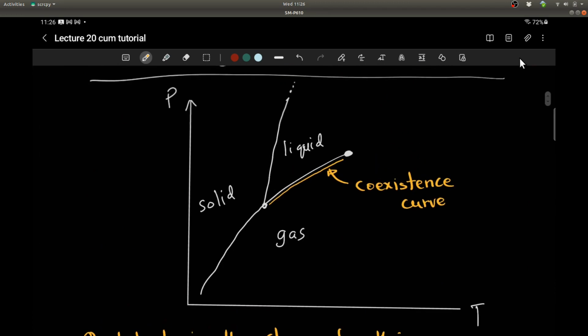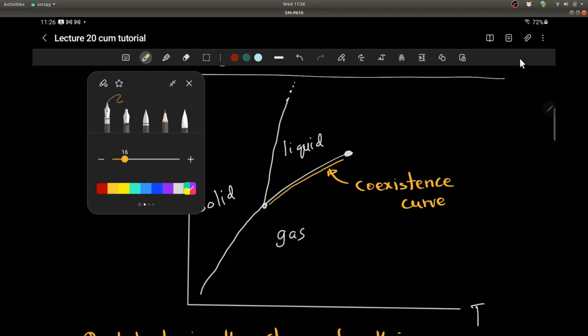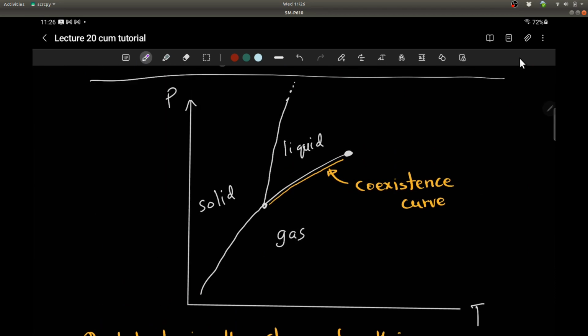We can look at this. You can see all the curves have been drawn with positive slope, except for water. So let's use some other color and draw for water. Water should be something like this. For water, it should be negative.